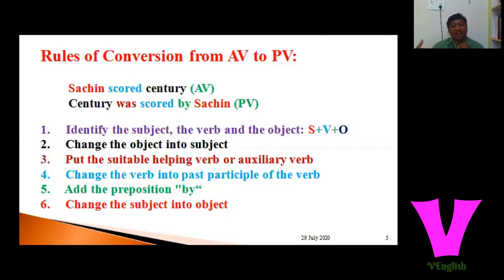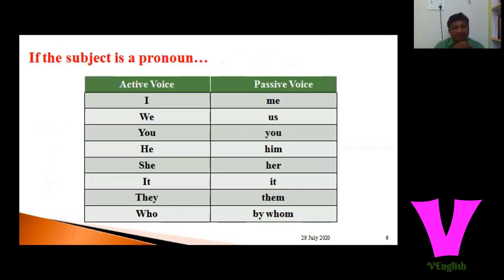The pronoun must be changed as "me". Let us see how the pronouns are changed in the passive voice. If there is an "I" in the active voice it must be changed as "me". "We" becomes "us". "You" remains the same. "He" becomes "him", "she" becomes "her", "it" stays, "they" becomes "them", and "who" becomes "by whom". Okay, next.